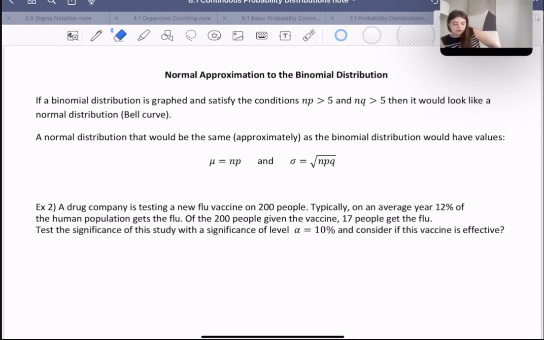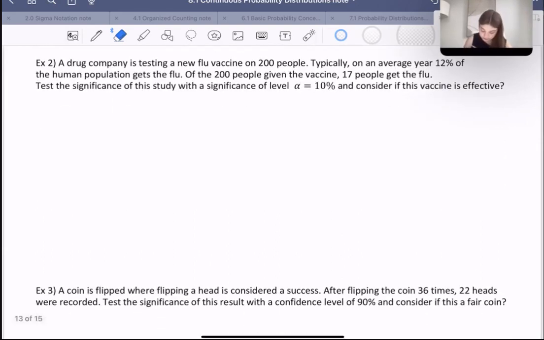We also know that a normal distribution would have approximately the same mean and standard deviation as the binomial distribution would have. So mu would be approximately n times p, which makes sense because that's our expected value, and the expected value is the mean value we're expecting to get. And then the standard deviation would be the square root of npq. Okay, so with that little review out of the way, let's move on to example 2.